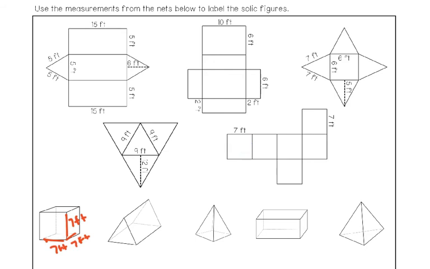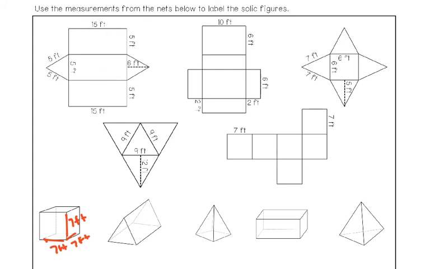Take a second, see if you can find the net that matches this triangular prism, and then press play when you're ready to check. All right, so I can see that this is the net for the triangular prism. It has 2 triangular bases, and it has 3 rectangular faces.